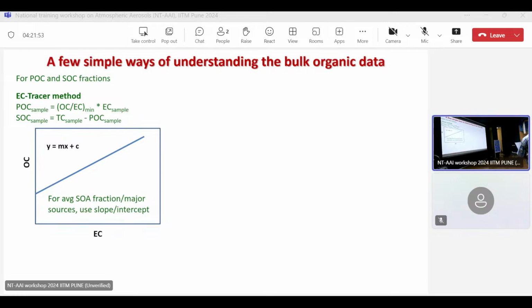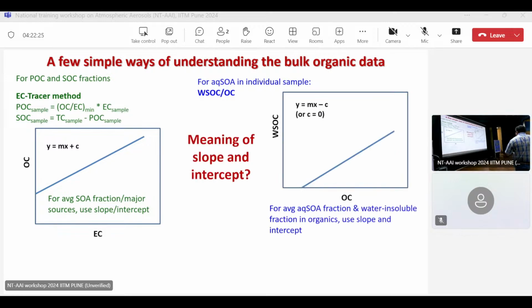Intercept means what? For zero OC, you have some EC, you have some organic carbon. It has to be secondary, right? Because wherever EC is coming, it is from some combustion. Whenever there is combustion, EC and OC both. But a variety of natural processes or secondary organic aerosol formation, etc., don't produce EC. For zero EC, you can have organic carbon. That is secondary organic. And then the same thing if you are doing WOC versus OC. Here you see I put the intercept here, normally plotted.